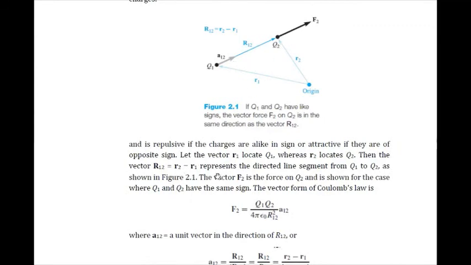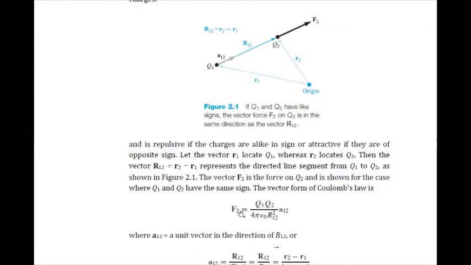Okay, from this figure, R12 equals R2 minus R1 represents the directed line segment from Q1 to Q2. Kasi nga, nag-start na siya muna sa Q1 to Q2, kaya nangyari is R2 minus R1. Okay? Yun yung R12 natin. As shown in figure 2.1, the vector F2 is the force on Q2 and is shown for the case wherein Q1 and Q2 have the same sign, then the vector form of Coulomb's law. Okay, iko-combine lang natin yung Coulomb's law with this one, R12 or magnitude of R12.